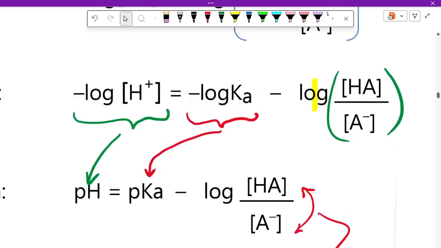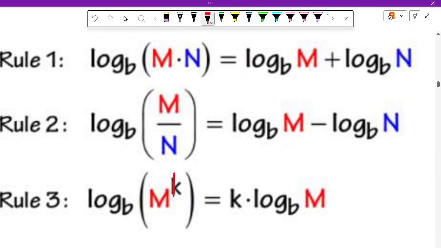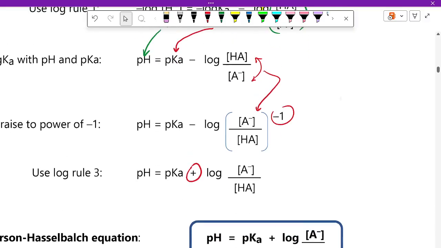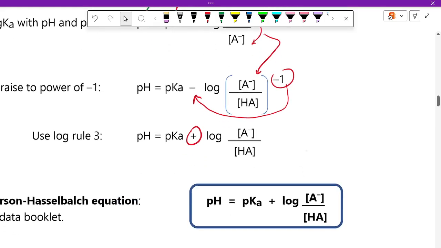Because of this log rule up here: M to the K is equal to K times the log. So our negative 1 is going to come over here, and then that becomes a positive. The negative of a negative is a positive. So now we have pH is equal to pKa plus the log of A over HA.